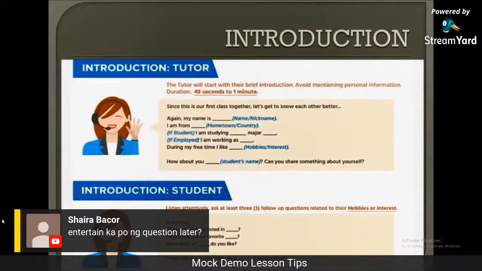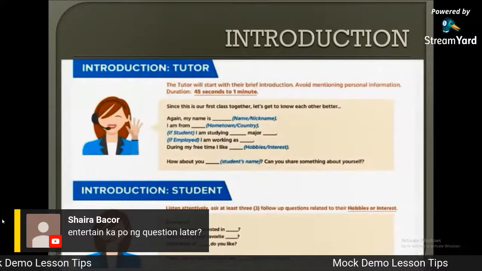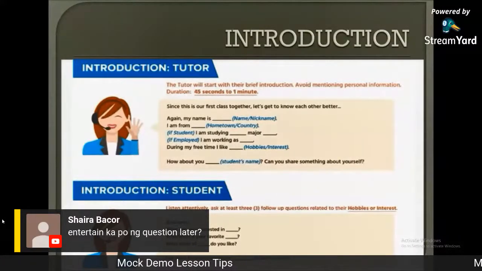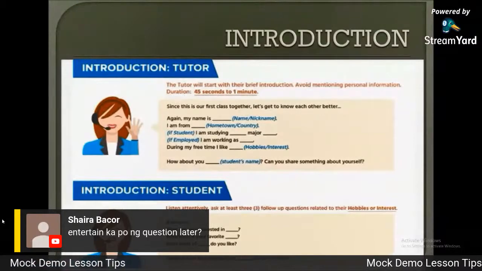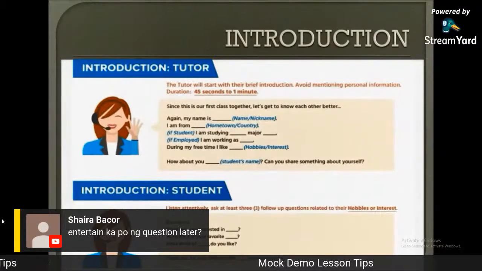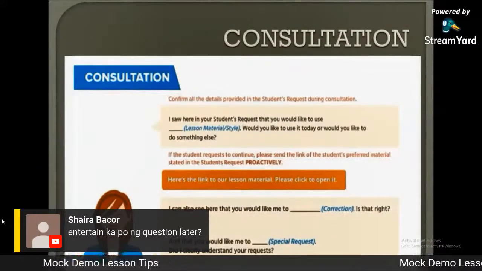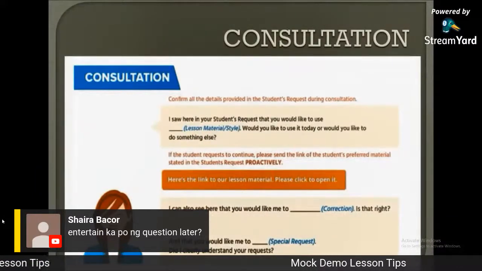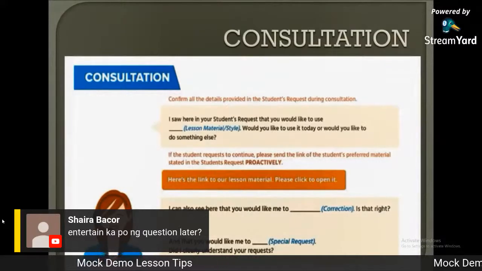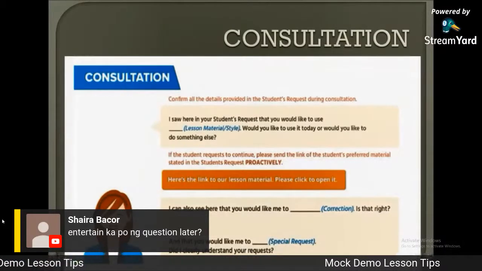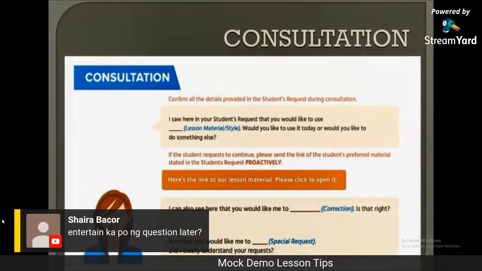After that, it will be your student's turn. So please listen attentively and ask at least 2 to 3 follow up questions related to their hobbies or interest. Next part is the consultation. Please make sure to confirm all the details provided in the student's request during consultation.